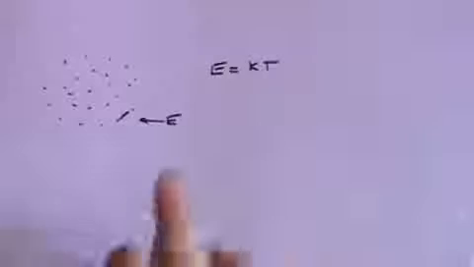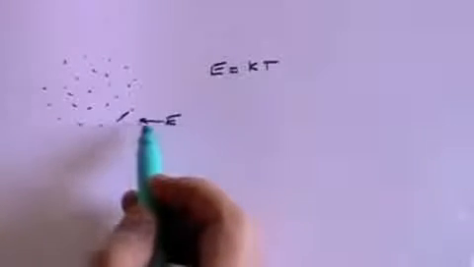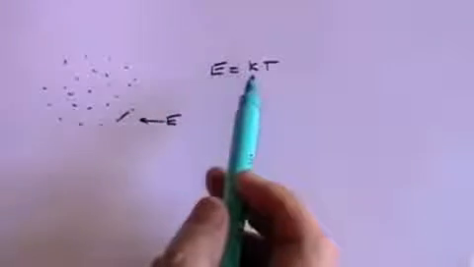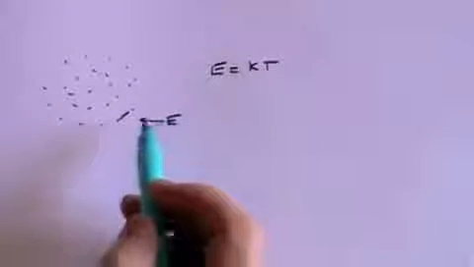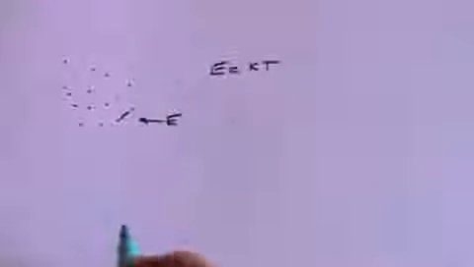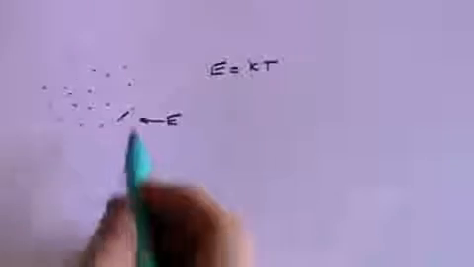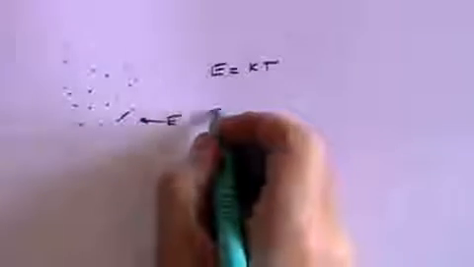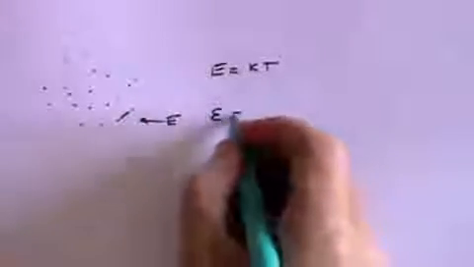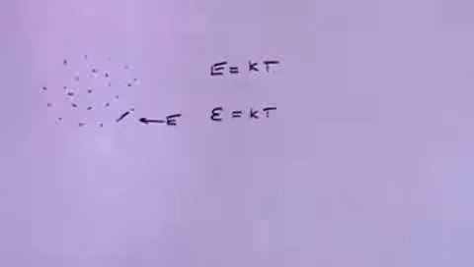So you might think that you can break these bonds by having an energy which equals kT, and that energy will be the energy that's capable of breaking the bonds. Let's say that the energy needed to break a bond is epsilon. Then what we would be saying is epsilon equals kT, the bonds get broken.